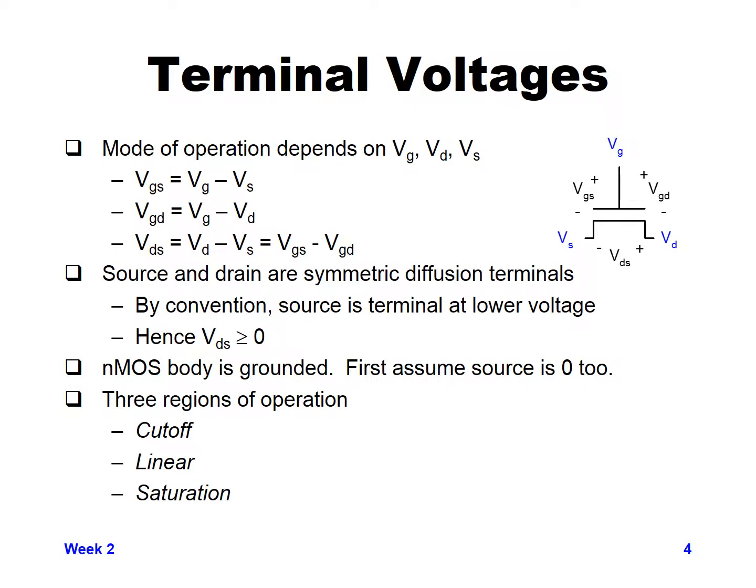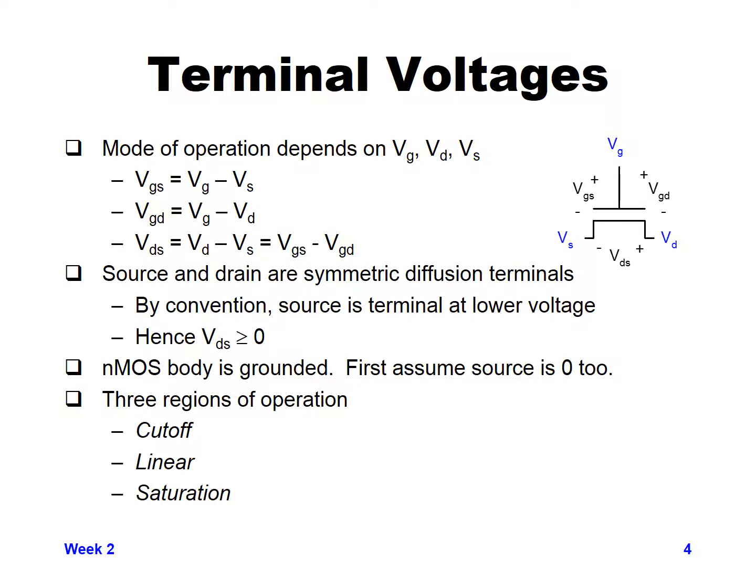So let's talk about in more detail on the NMOS transistor for the time being. So the mode of operation that we're in will depend on our terminal voltage of our three terminals, the gate voltage, VG, the drain voltage, VD, and the source voltage, VS. So let's first define a couple. There's three different voltage differentials that we could talk about here as well.